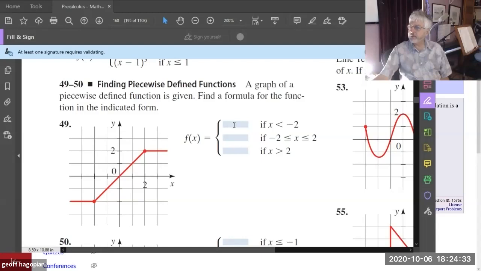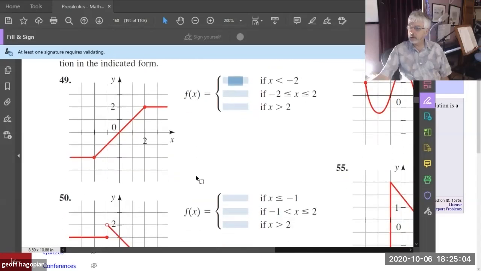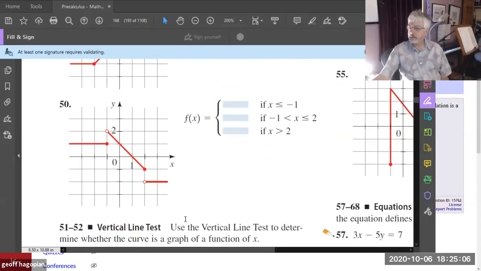Here they want us to fill in some kind of a formula. So what's the formula for x less than negative 2? Looks like negative 2, huh? Yeah, that's y equals negative 2 on that little stretch. And then the formula between negative 2 and 2, that looks like y equals x, right? The line with slope 1 through the origin. And then greater than 2, we're on this little horizontal stretch where y equals 2. Okay. And we'll try some of these other ones.